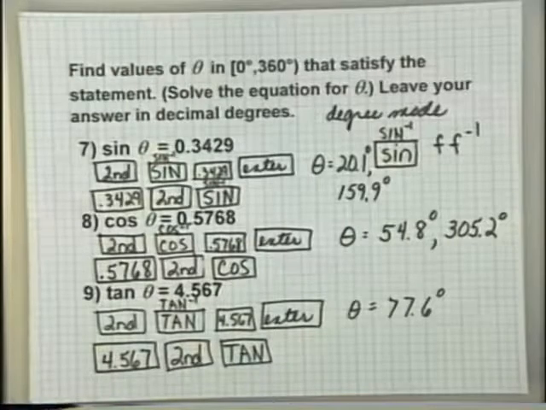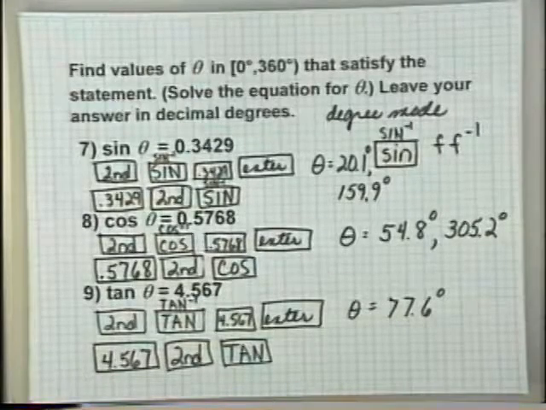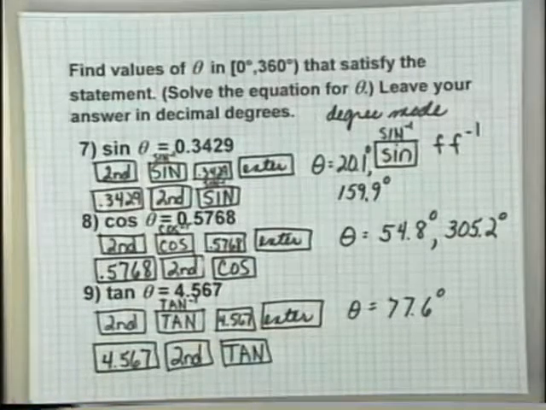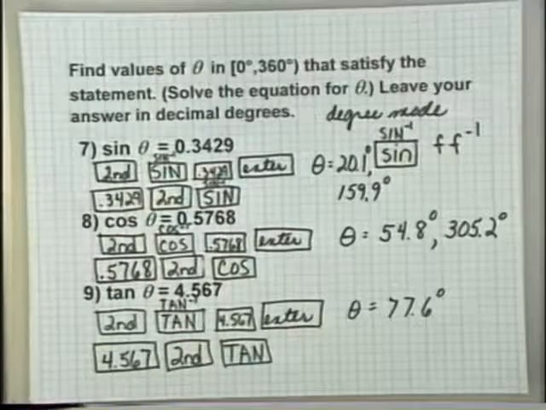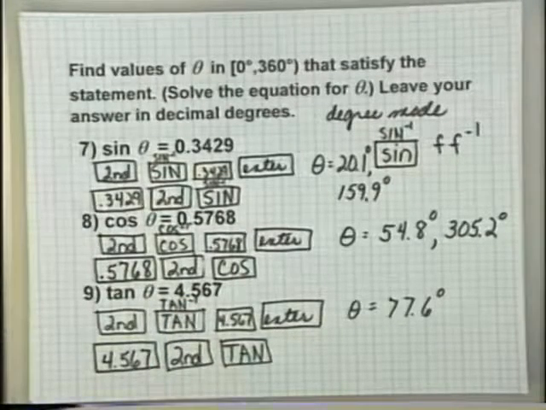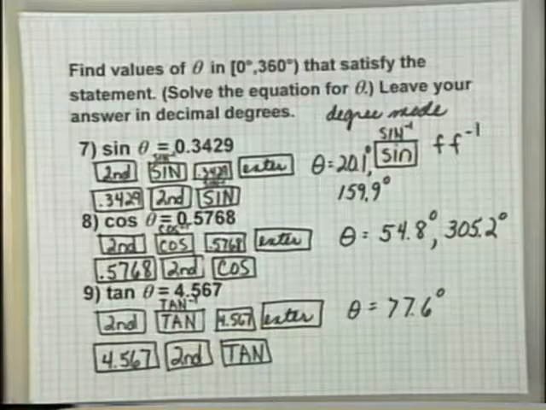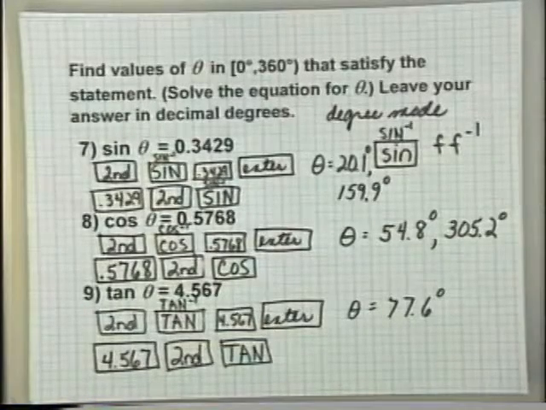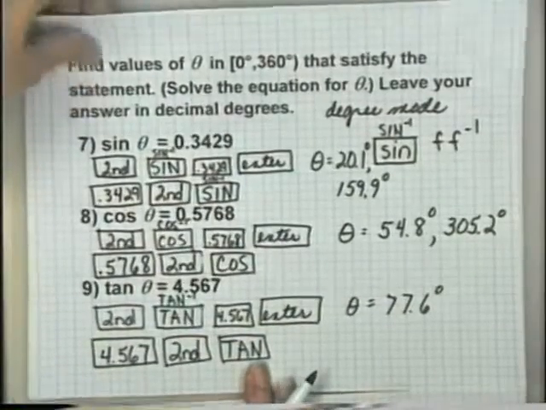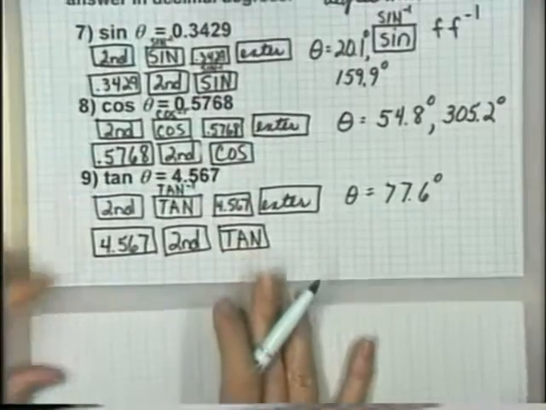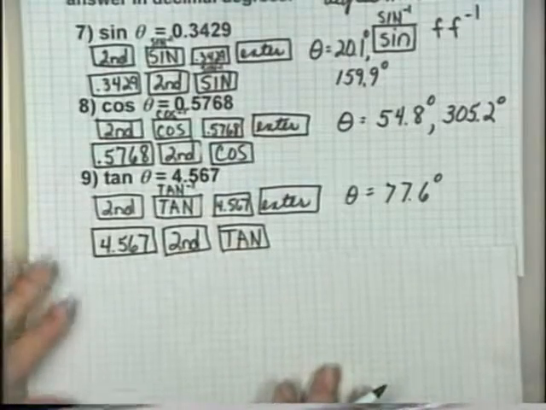Now the next thing we want to do is to find the other angle between 0 and 360 degrees that has a tangent that's equal to 4.567. And once again, the first thing that we'll do is determine which quadrant the terminal side of our angle is in. And we do that since 4.567 is a positive number. The other quadrant that has angles that have positive tangents would be the third quadrant. And so we know that that 77.6 is the reference angle for that third quadrant angle.